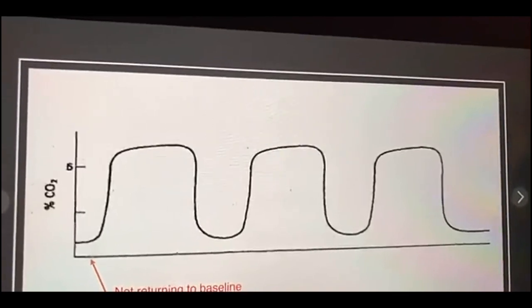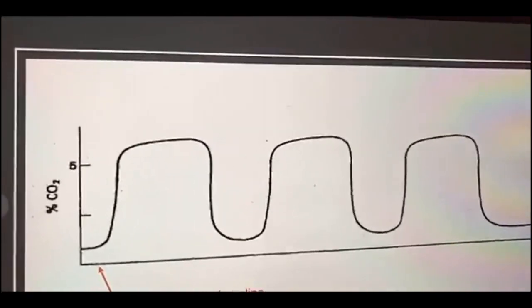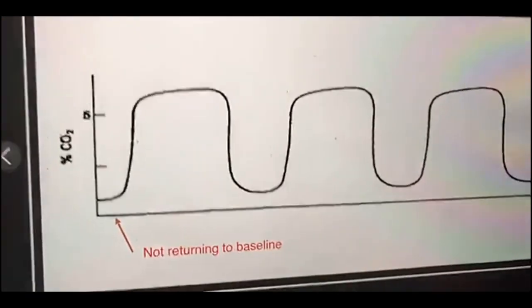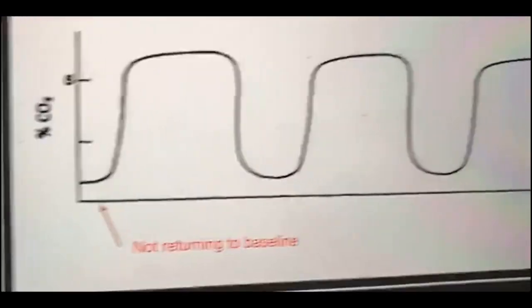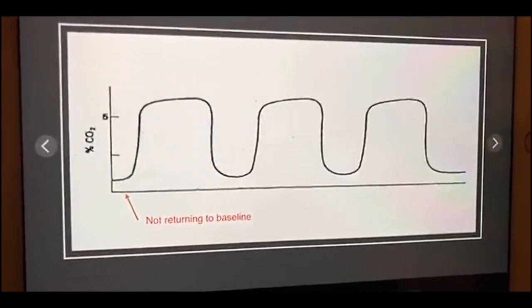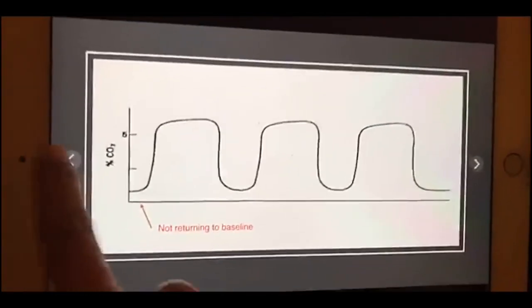This capnogram, or waveform, when we first see it we would say it's normal, but when we focus a little we will notice that phase 1 doesn't return to the baseline. This waveform is called rebreathing of CO2, and it has multiple causes.